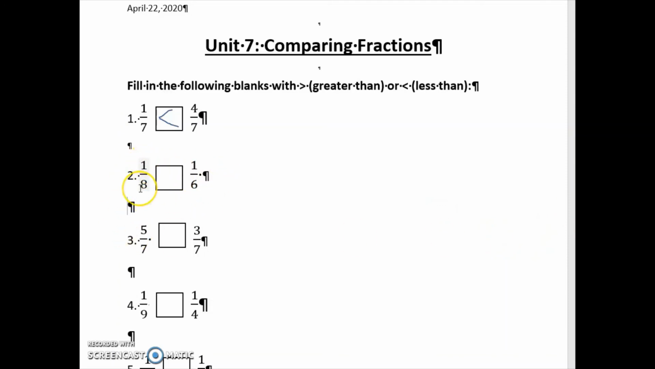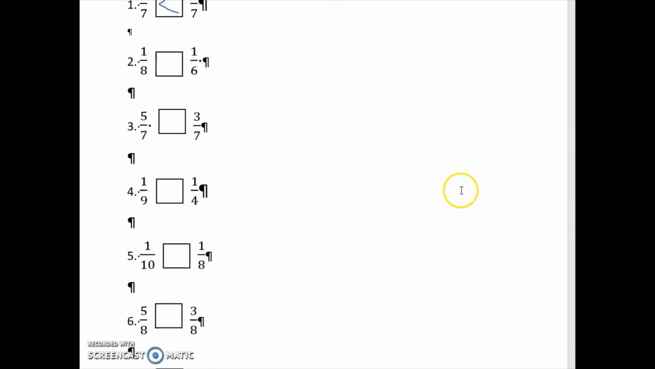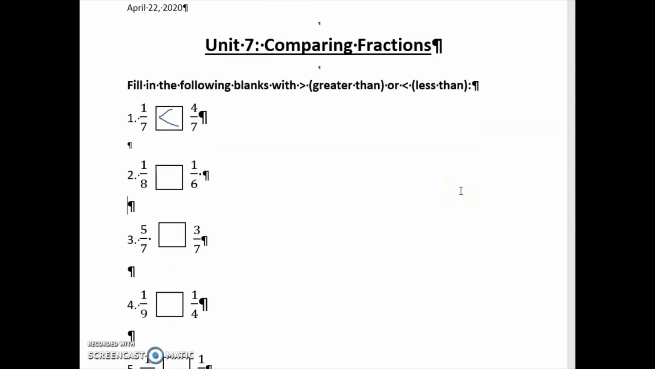You got to think about this one. This is 1 out of 8. This is 1 out of 6. Which one would be the bigger piece? Okay, think about it. And the numbers are the same. You know how to read this. You're filling it with greater than or less than.